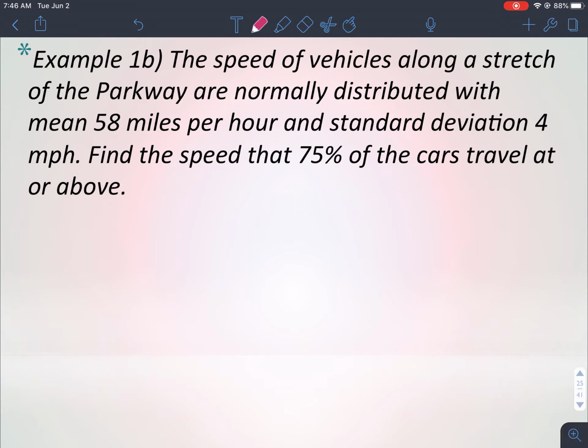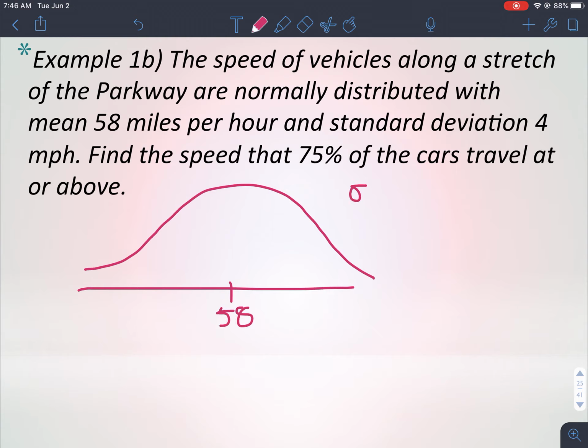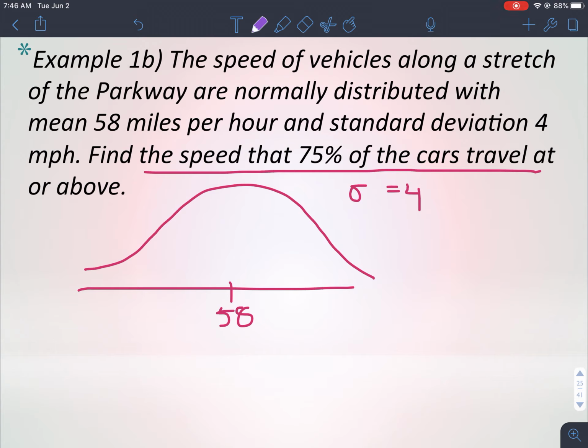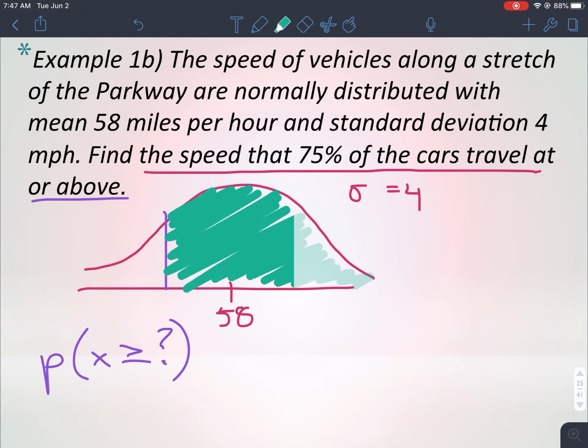Alright, hopefully you tried it. Here's my curve. Mean 58, standard deviation 4. The trick is shading the correct region. Find the speed that 75% of the cars travel at or above. And that means that our x value should be greater than or equal to some unknown. The region to the right is going to be 0.75.